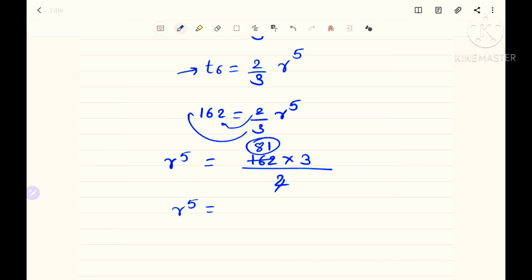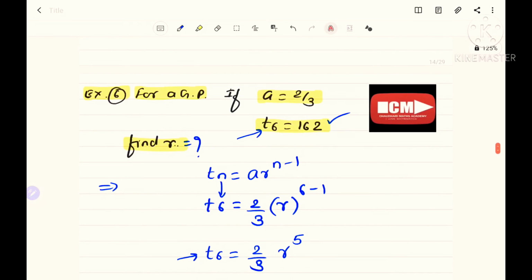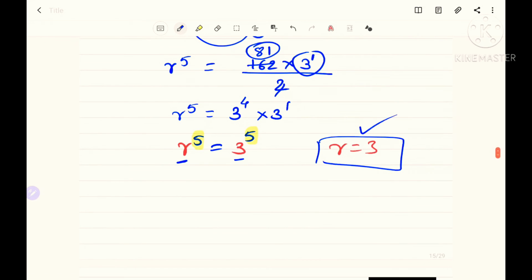So 81, we can express as 3 raised to 4. This 3 is always 3 raised to 1. Together, if the base is the same, you can add these indices. 4 plus 1 is 5. So if the index is the same, then obviously the base terms R and 3 are also the same. By comparing these two, you will get the value of R. Since the index 5 is the same here, I am equating R equal to 3, and this is the final answer for this interesting question in which A was given, the sixth term of the geometric progression was given, and what was asked was R. Here we got R equal to 3.